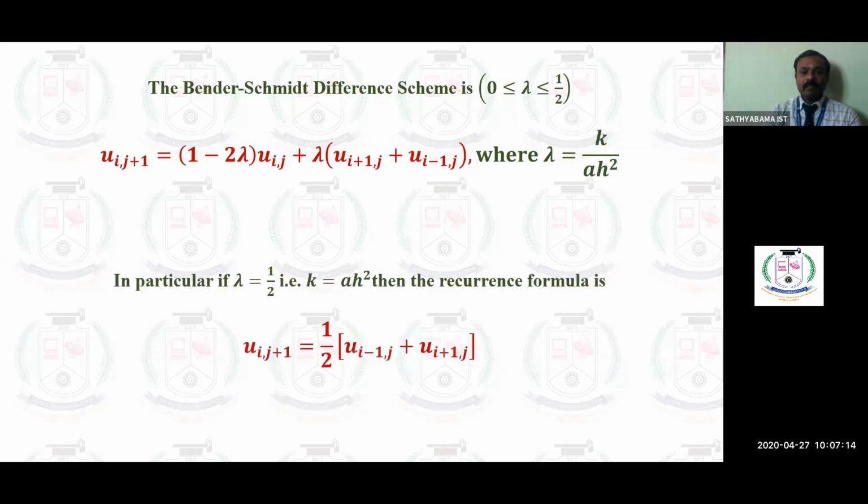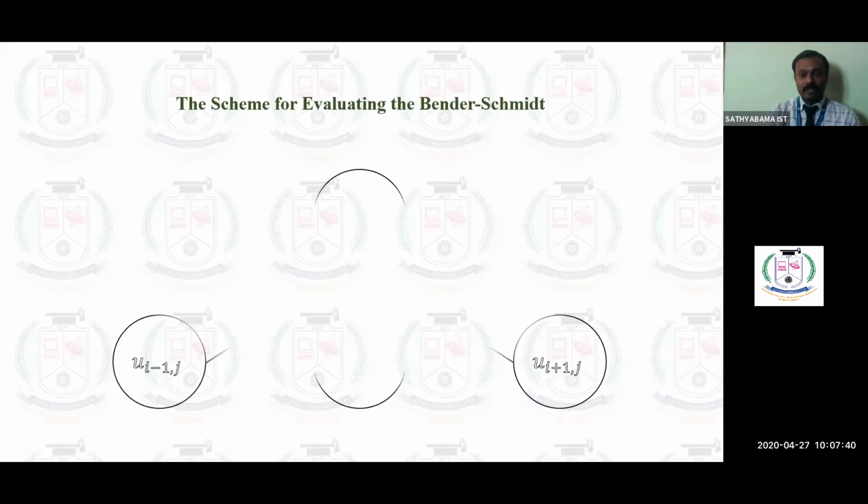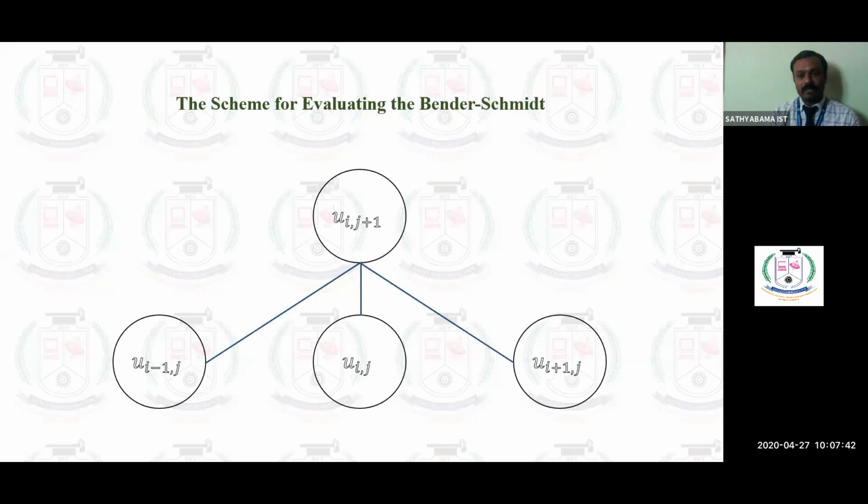So in particular, if you take lambda equal to 1 by 2, the u i comma j term vanishes because 1 minus 2 lambda becomes zero, and the formula reduces to the simplest form. That is, the value of u at the next time interval is the sum of the value to the left and the value to the right in the previous time interval. The schematic representation of this, which we call the Bender-Schmidt method, is given below.